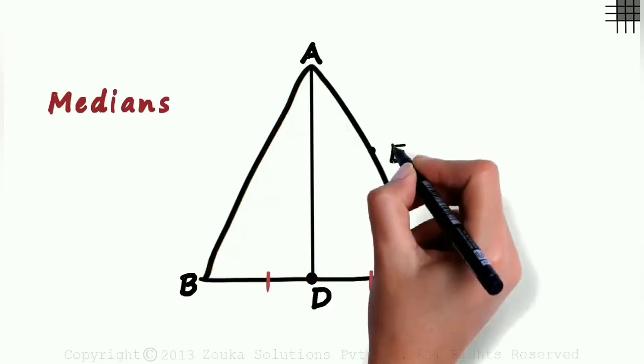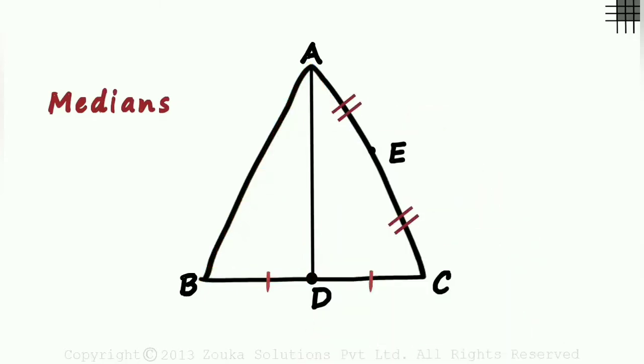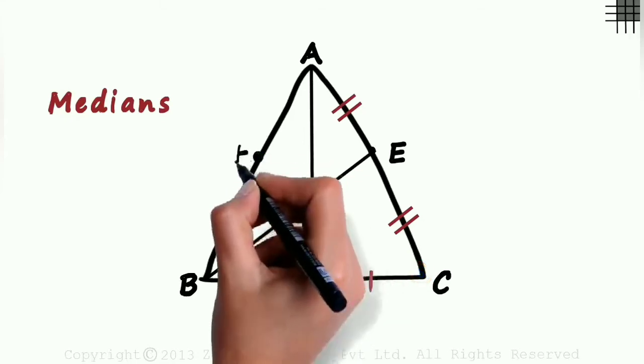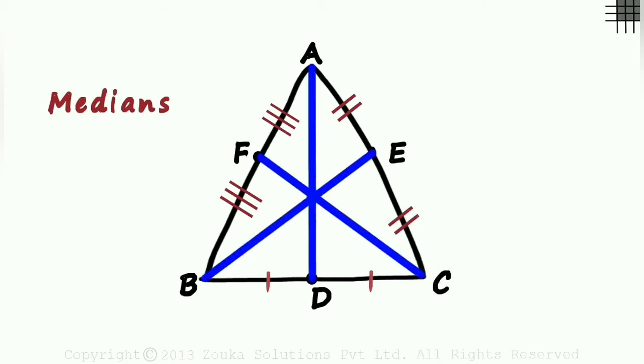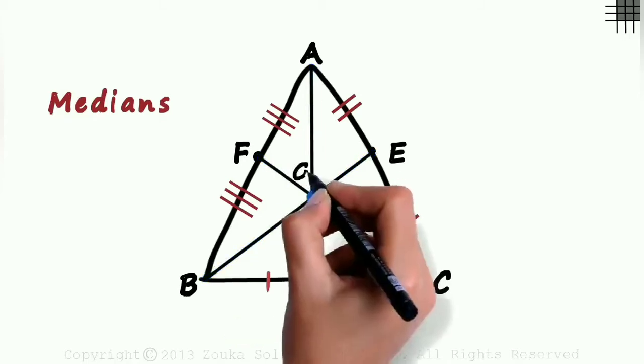Similarly, if E is the midpoint of segment AC, then segment BE is another median of the triangle. Now we have to see if the median from point C passes through this point. So if F is the midpoint of AB, the segment CF is the last median of this triangle, and we can see that it passes through that point. We can say that all the medians are concurrent. They meet at one single point. Let's say they meet at point G.